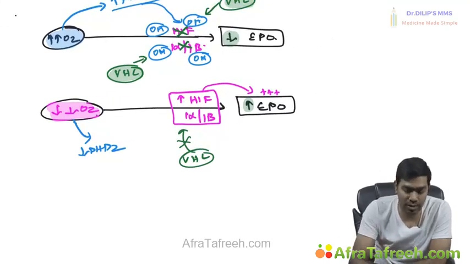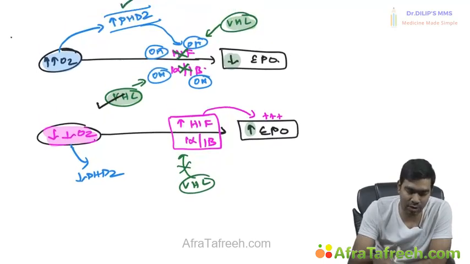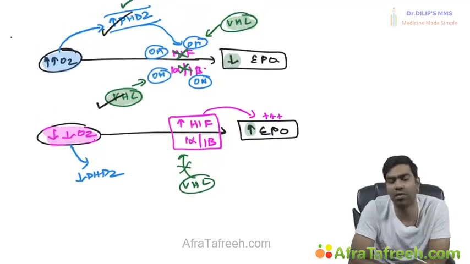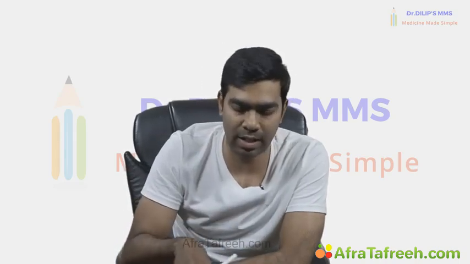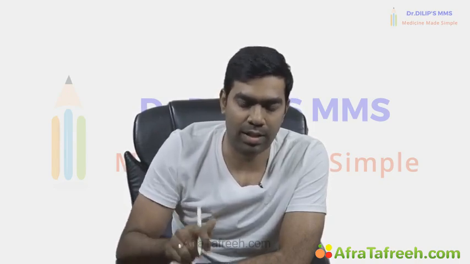That is also one reason why, if you have a mutation in the VHL gene or in the PHD2 gene, if they are not functioning properly, then you might have a high erythropoietin release resulting in polycythemia. This is also possible. All these things are very, very likely. These are some of the important things that you have to know about erythropoietin.